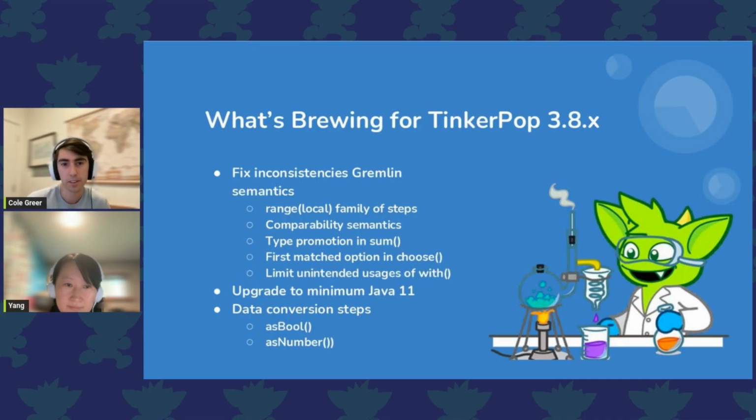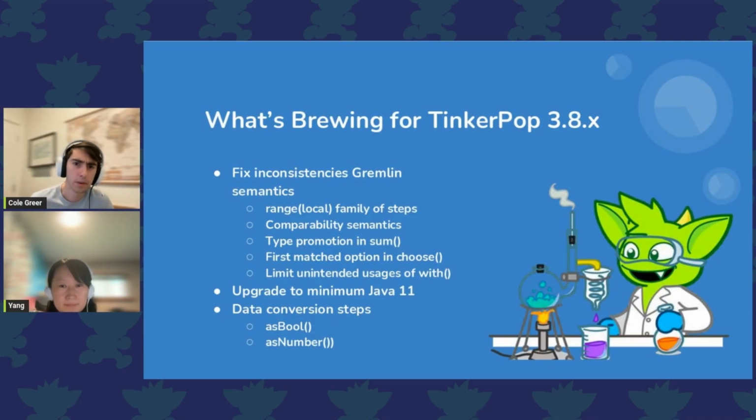So the first one I want to bring up was range local, and the family of steps that includes limit local, skip local, and tail local. Previously they would have a bit of a mixed results format where if the resulting list was a length of 1, it would get automatically unfolded and you just get a single scalar result, and in all other cases you'd get a list back. Now you just always get a list back as a result, so you don't need to have any of this type uncertainty in the results.